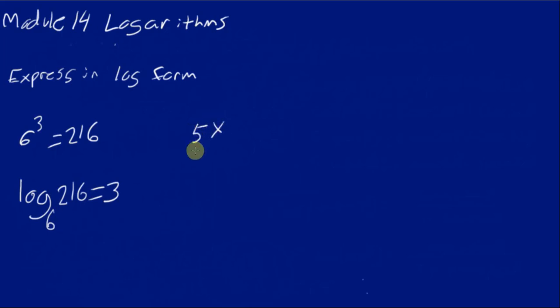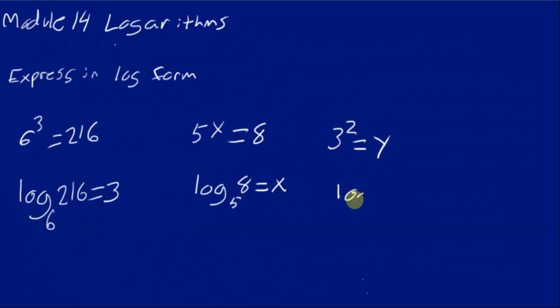5 to the x is equal to anything. You can say 8. So log base 5. I take the log of a number, which is 8, and it will always equal the exponent. I could say 3 to the second is equal to y. Logarithmic form, log, my base will be 3, of the number y is equal to the exponent 2. So it doesn't matter where you have variables, you're just converting the form, log base exponent.